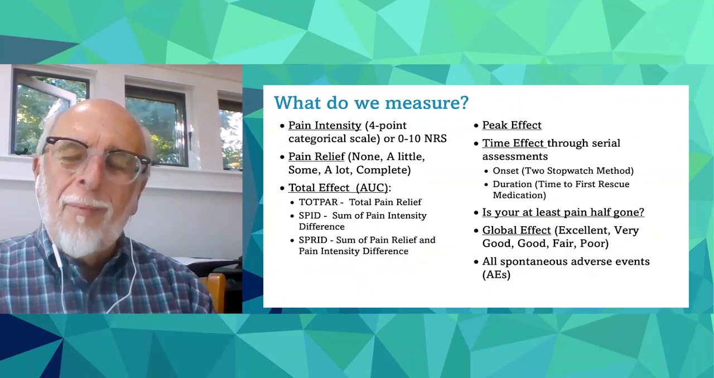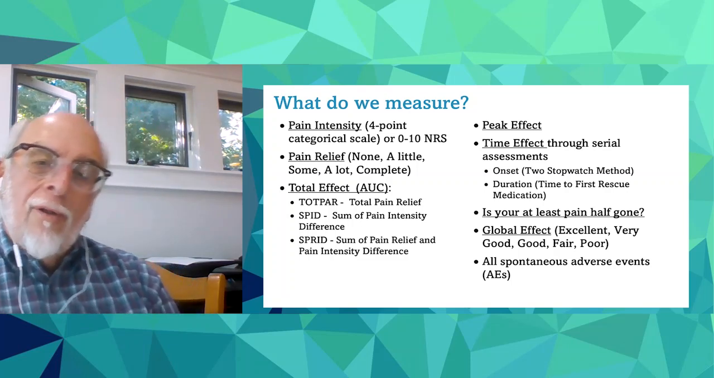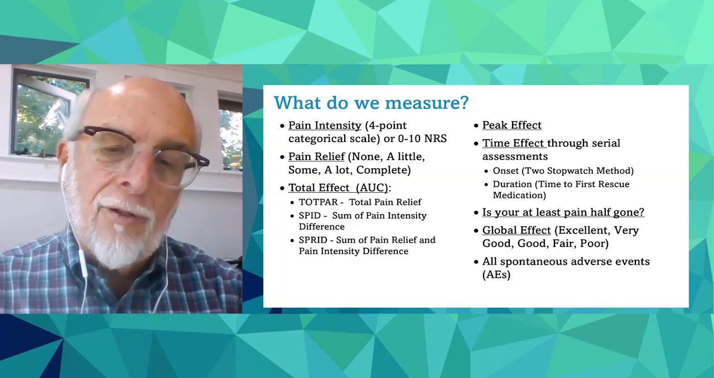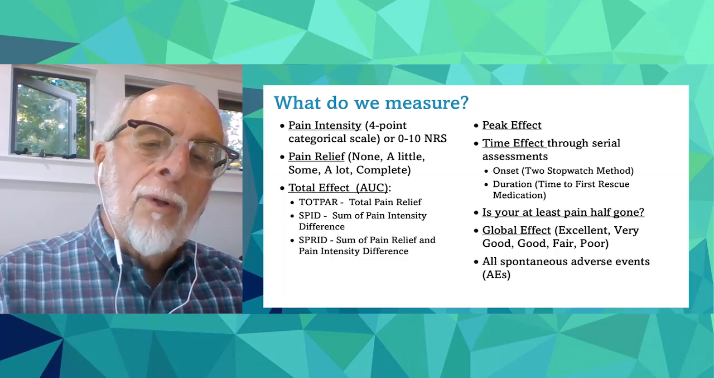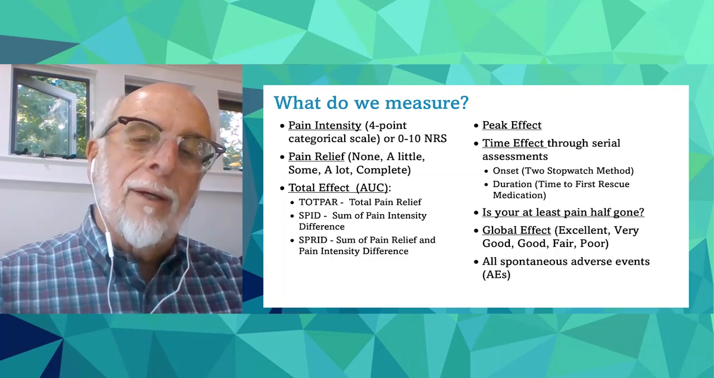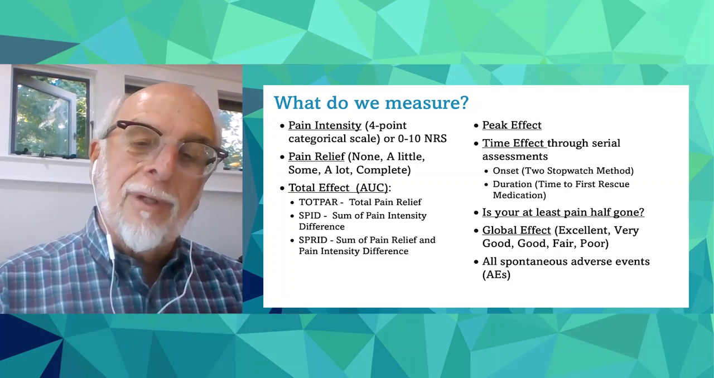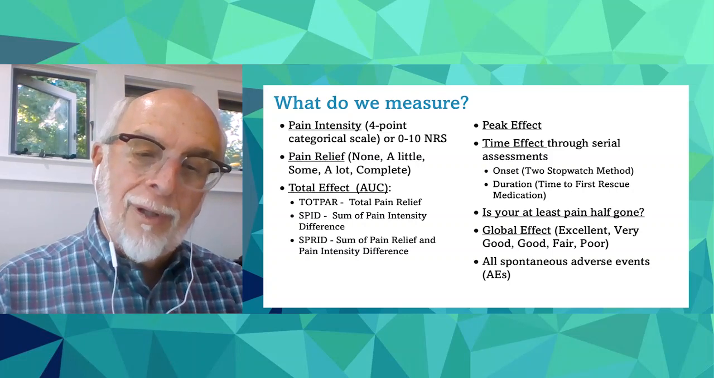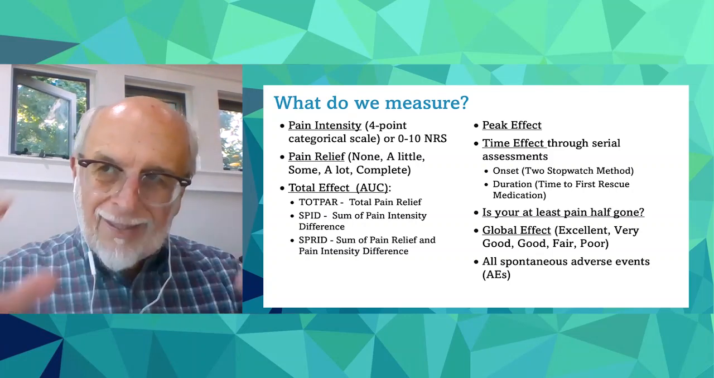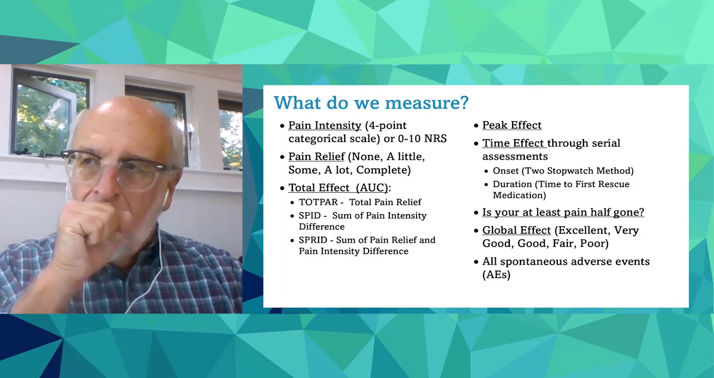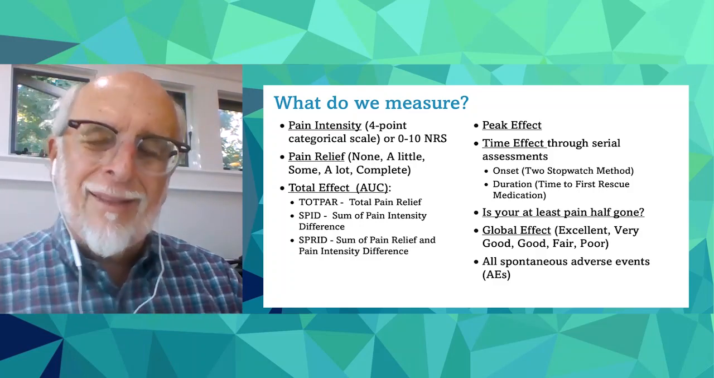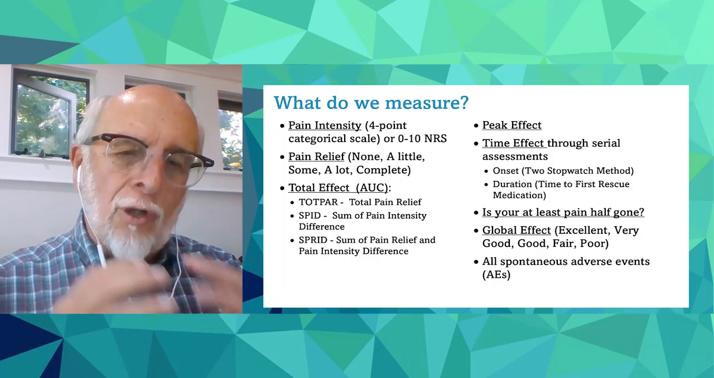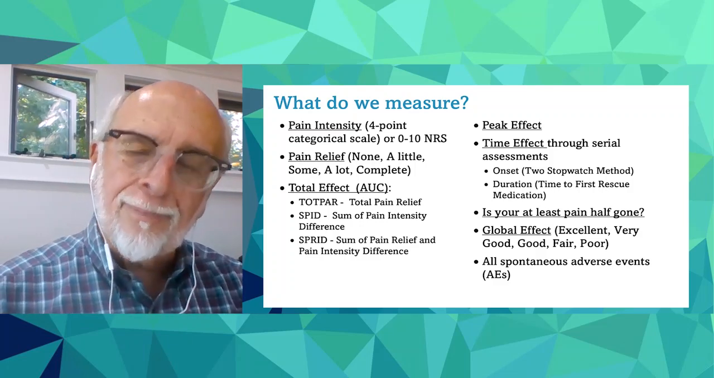So what do we measure? What are the outcome measures? The first one is pain intensity. And I talked to you, we used a 10-point numerical rating scale. We ask questions at every point about how much pain relief they have: none, a little, some, or a lot. And then we look at the area under the curve, those same curves that I showed you a minute ago. Mathematically, we turn them into numbers and we total up the area under the curve.